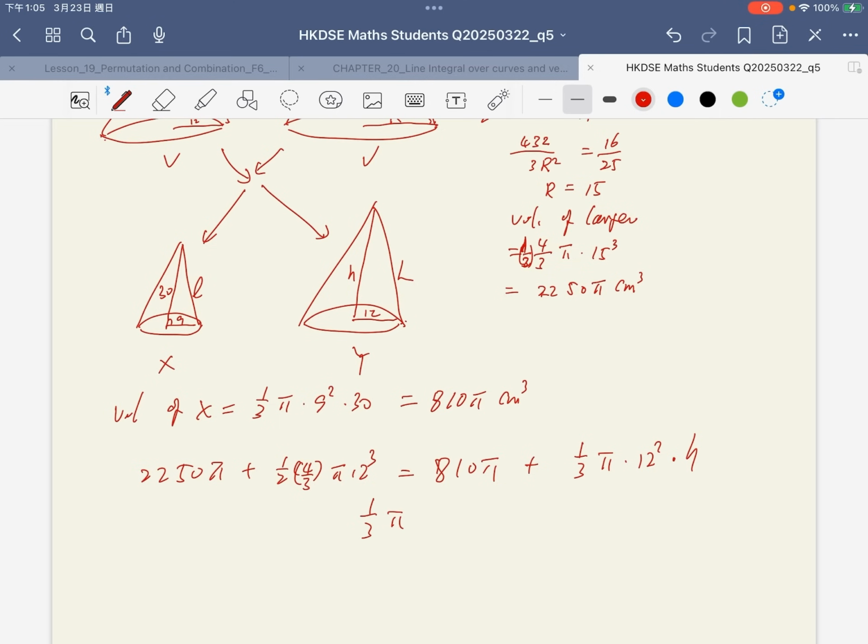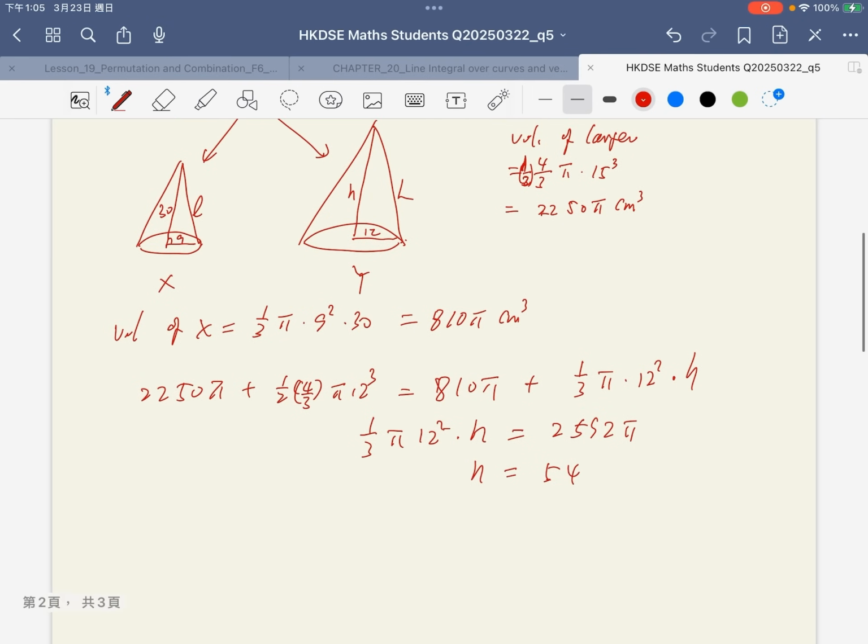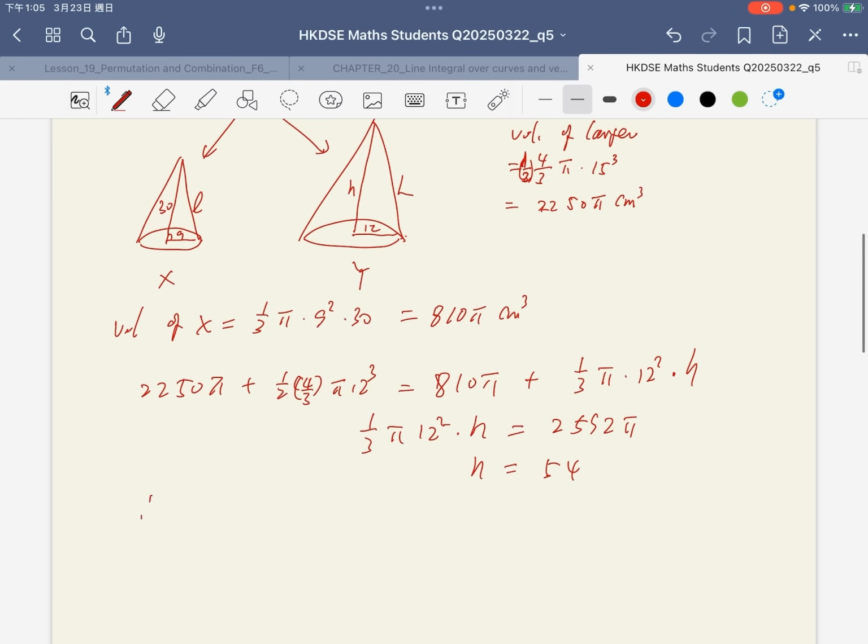This is equal to 1/3 pi 12 squared h, equal to 2,592 pi. Okay. Oh, very nice. H is 54. Therefore, the volume of Y is equal to 1/3 pi times 12 squared times h.